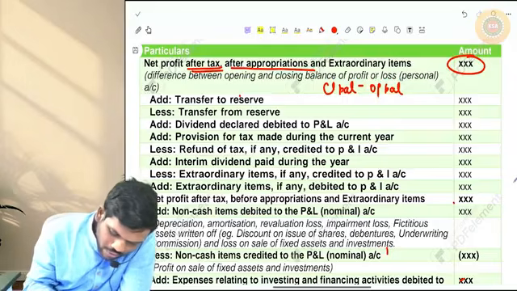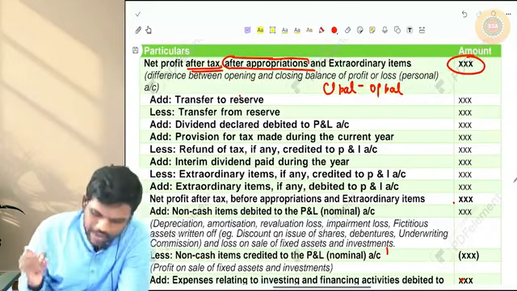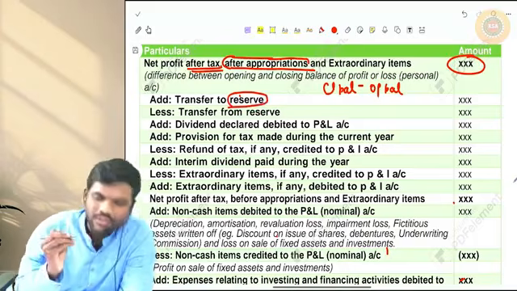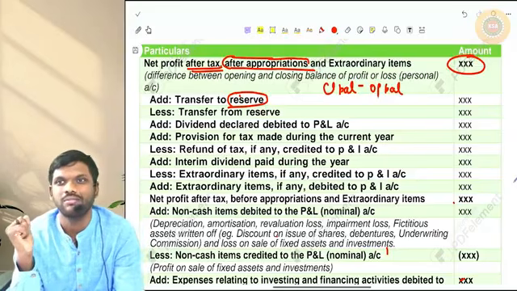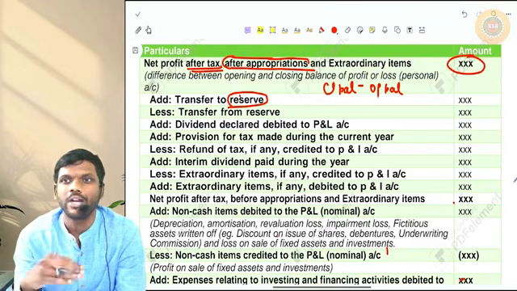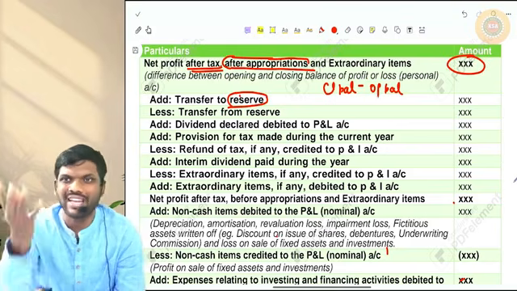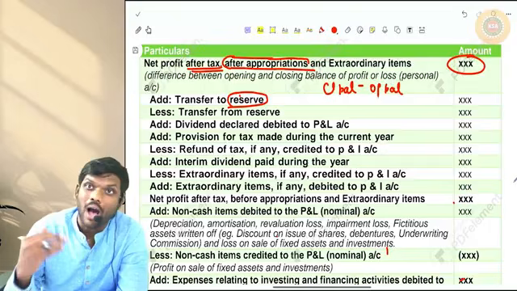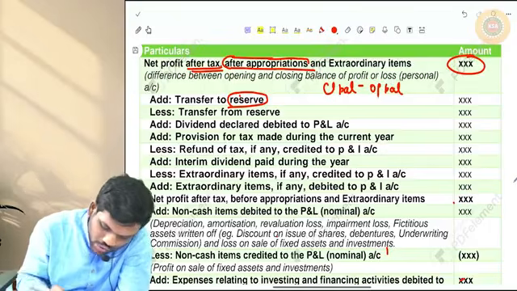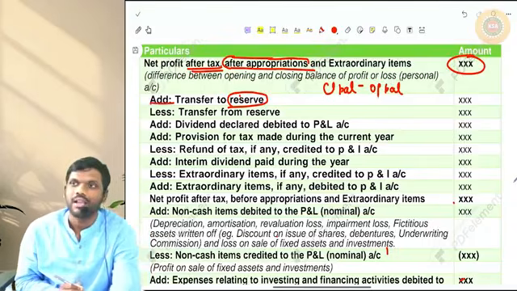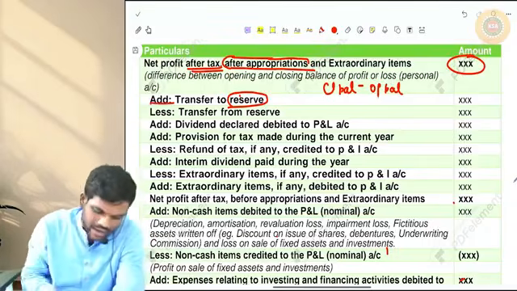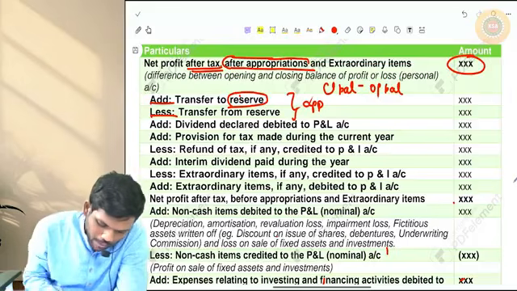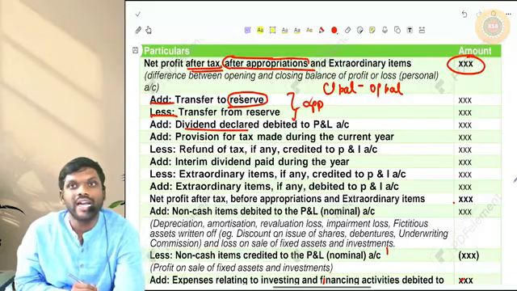First, you have to reverse all the appropriations. The best example of appropriation is your reserve creation. Assume you have created general reserve. The journal entry will be P&L account debit to general reserve. This is obviously a non-cash item, where there is no cash in the journal entry. So first thing, you have to reverse these appropriations. If there is a transfer to some other reserve, add that. If there is a transfer from some other reserve to P&L, subtract that. This is one appropriation. Another appropriation is dividend. So dividend is always an appropriation.